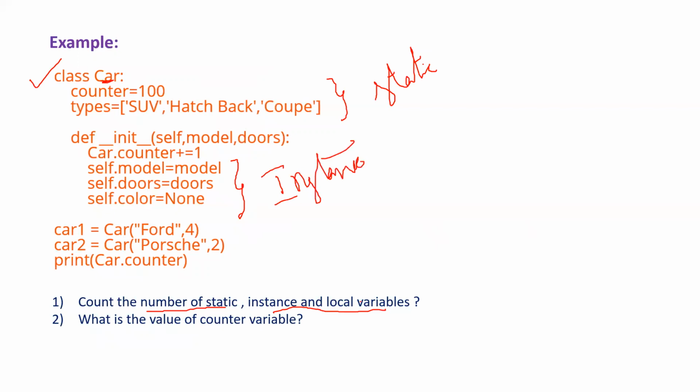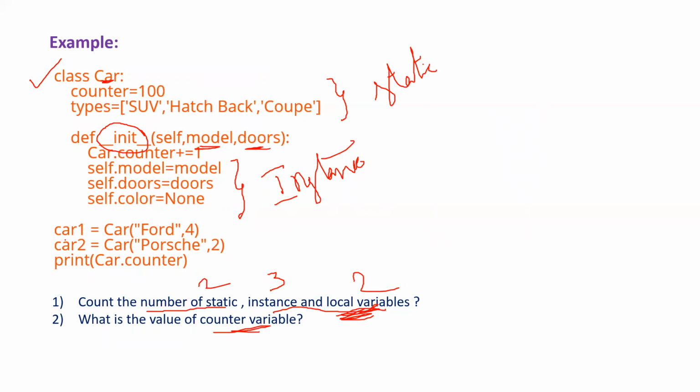Now similarly, the local variables are nothing but the variables used within a method or a block. Let the init be a method. So the local variables are model and doors. We are having two local variables. So the number of static variables is 2, number of instance variables is 3, number of local variables is 2, and the counter value.